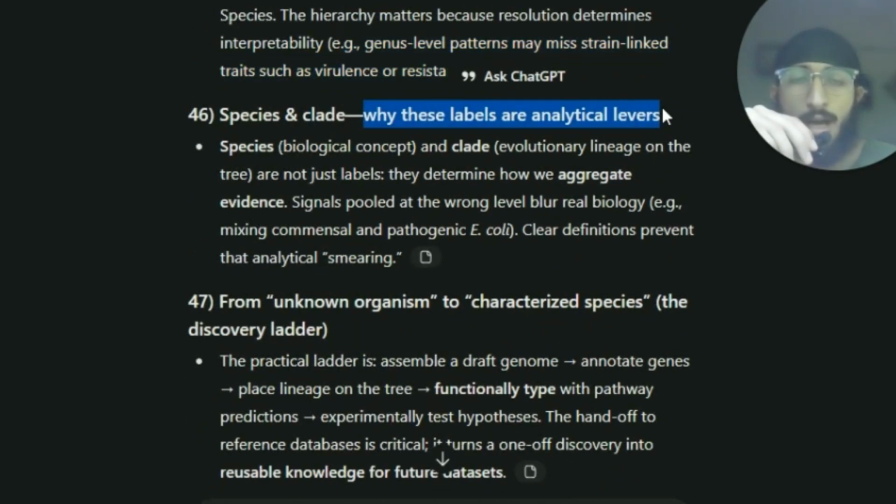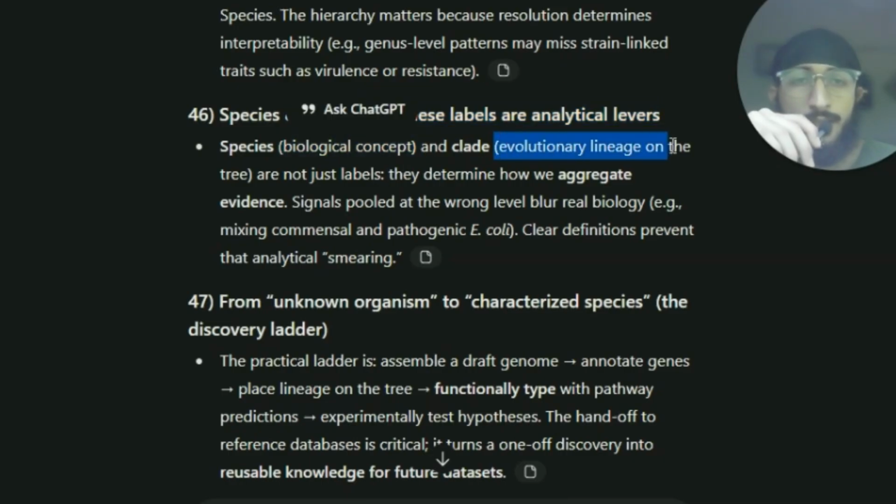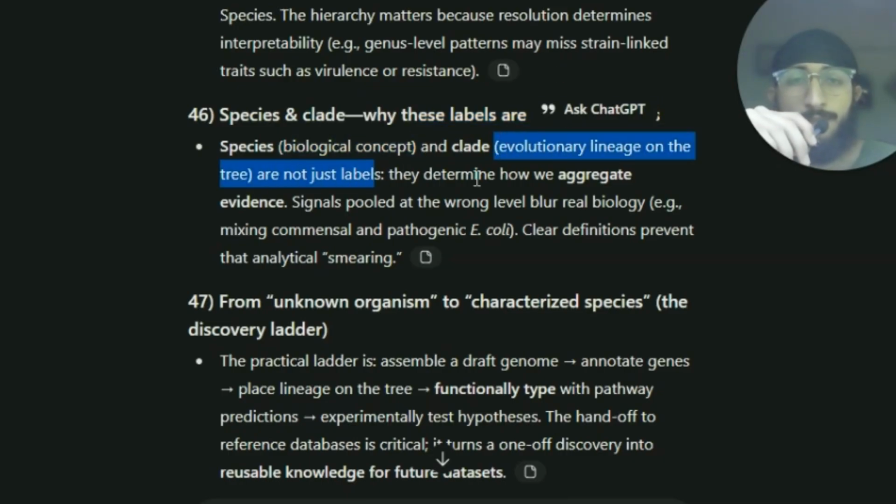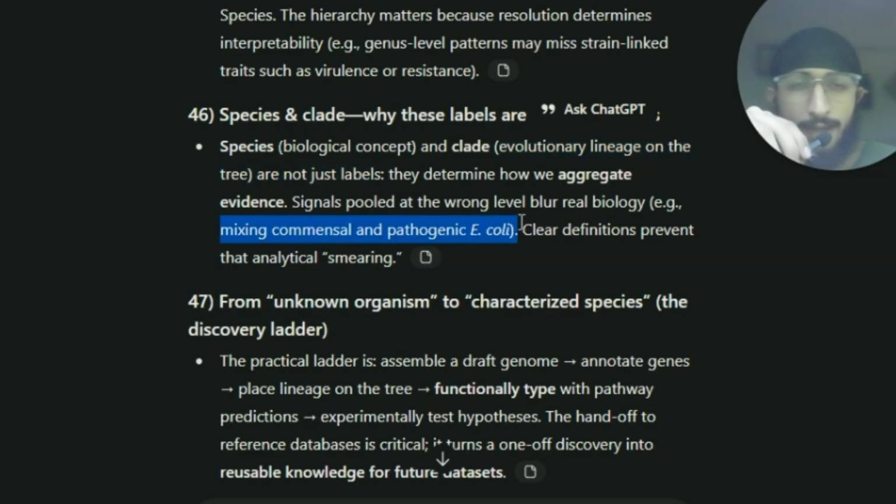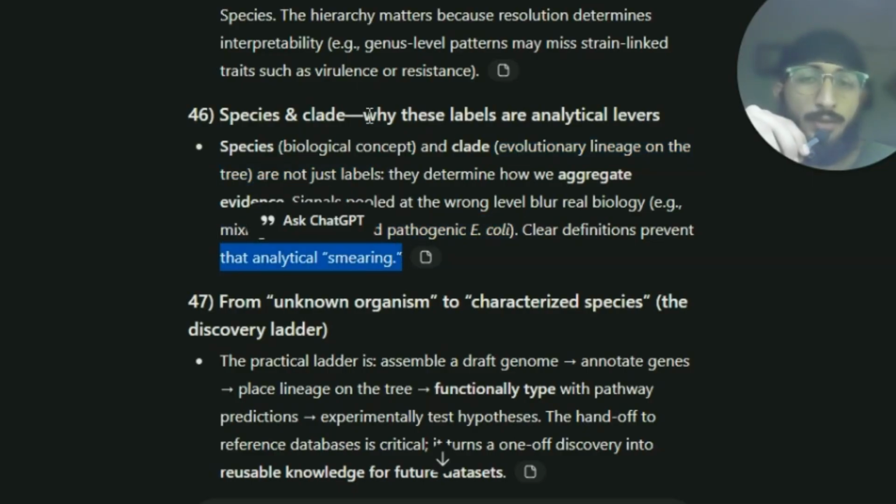Species and clade: why these labels are analytical levels. Species are a biological concept, and a clade is an evolutionary lineage on the tree, and they are not just labels. They determine how we aggregate evidence. Signals pooled at the wrong level blur real biology. For example, mixing commensal and pathogenic E. coli. Clear definitions prevent that analytical smearing.